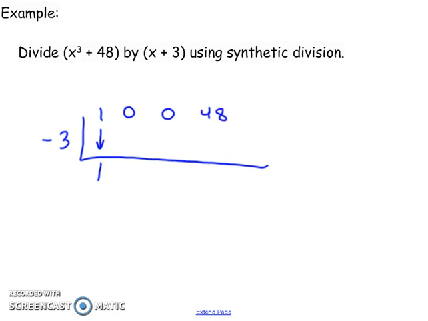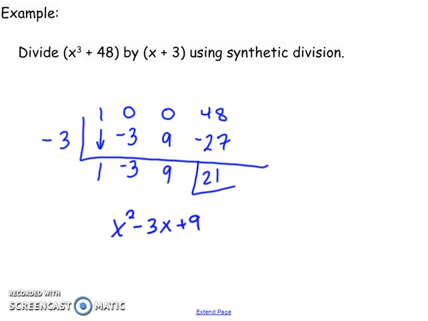Bring down the first term. 1 times negative 3 is negative 3. I add it. I multiply it. I add it. I multiply it. I add it. Drop a degree. X squared minus 3x plus 9 plus 21 over x plus 3.